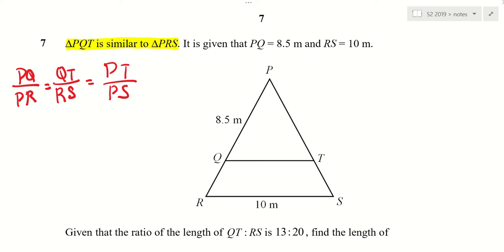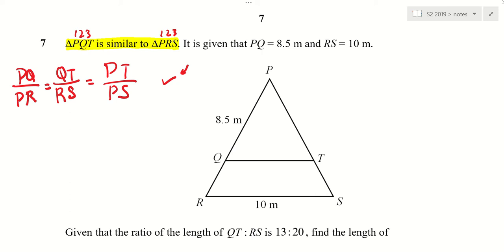Why is it in this order? Because they are similar. Once they are similar, you are able to write something like this. Okay, next, let us try.